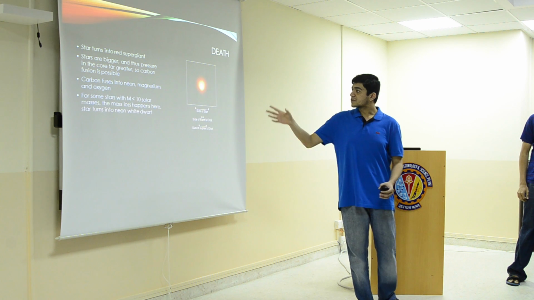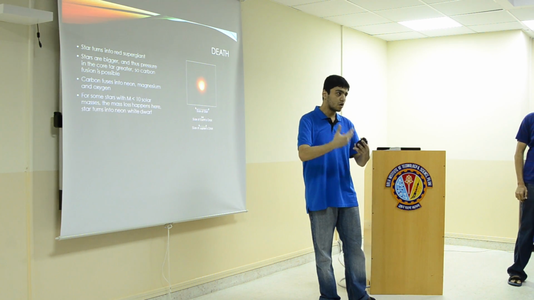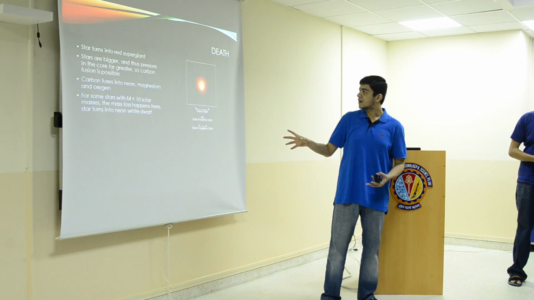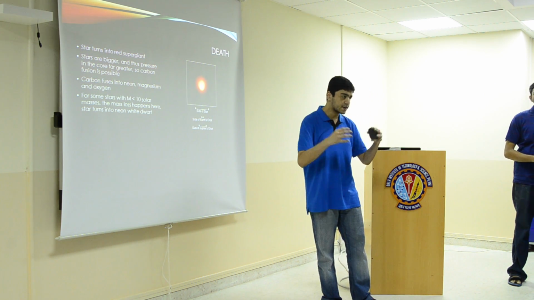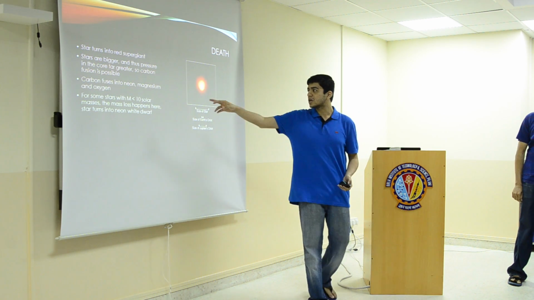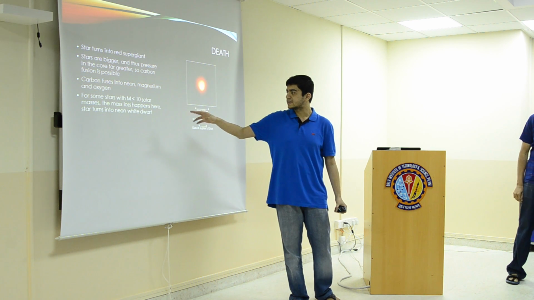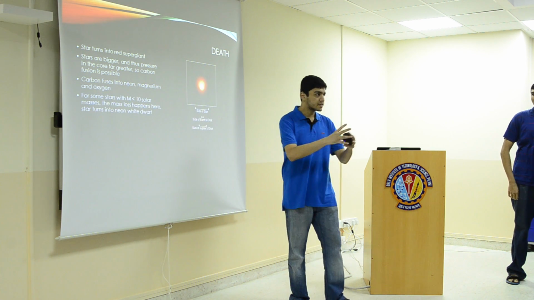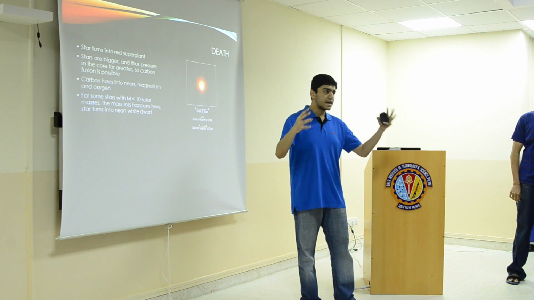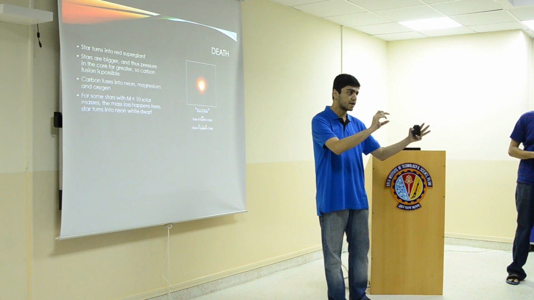Now, what built up in the low mass star was carbon. It cannot fuse carbon. But this star is bigger, it has more mass and more pressure, so it can. It will fuse carbon into neon, magnesium and oxygen. For some stars with less than 10 solar masses, this is when it expands again and loses its mass, like the low mass stars that lost all their mass and became white dwarfs.